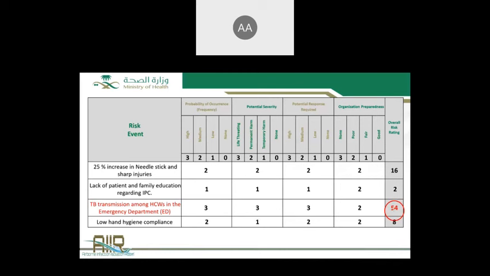So if we have the score here, it's not in order, but in the annual plan, we have to start with the highest risk in order to construct the action to avoid those events and risks in the future.